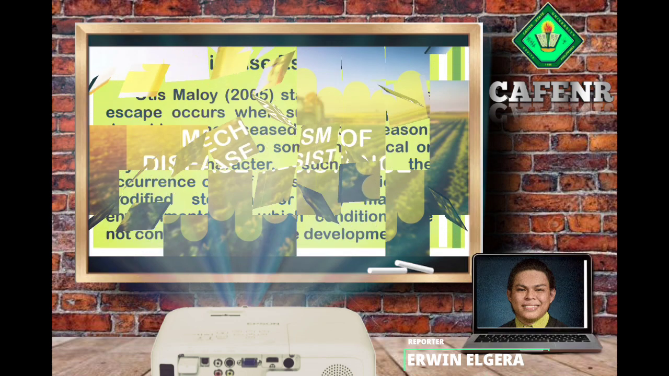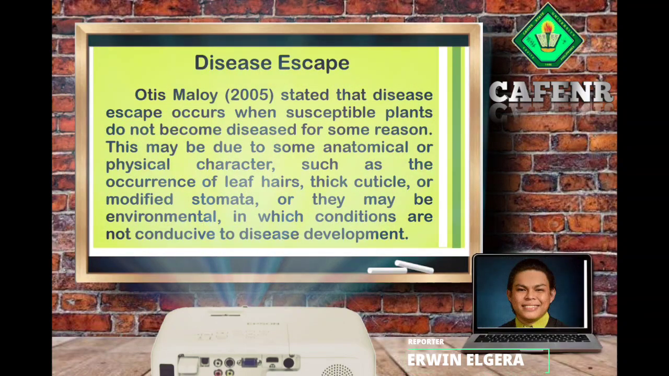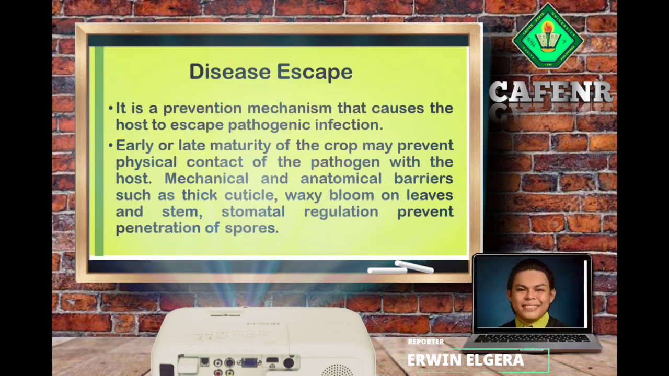Mechanism of disease resistance: disease escape. Otis Malloy 2005 stated that disease escape occurs when susceptible plants do not become diseased for some reason. This may be due to some anatomical or physical character, such as the occurrence of leaf hairs, thick cuticle, or modified stomata, or it may be environmental, in which conditions are not conducive to disease development. It is a prevention mechanism that causes the host to escape pathogenic infection.